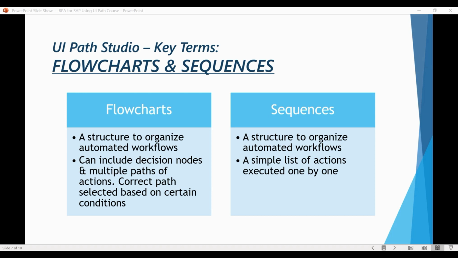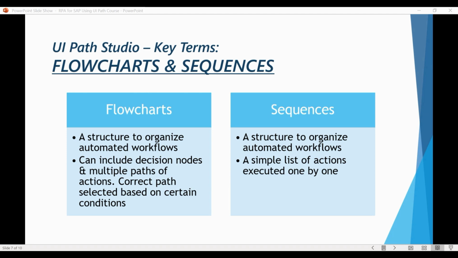Before we open the UiPath Studio app, there are a few key terms and concepts I want to go through first. Maybe the most important terms you need to understand are flowcharts and sequences. Both of these are used to structure and organize the actions that you want to automate. They are controlling which action takes place and what is the order of the actions. Both flowcharts and sequences work in a similar manner, but there are slight differences between them.